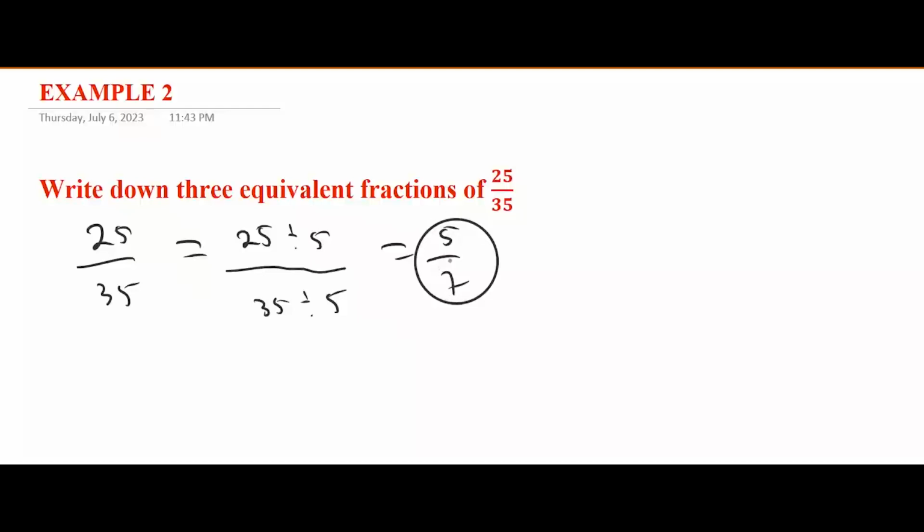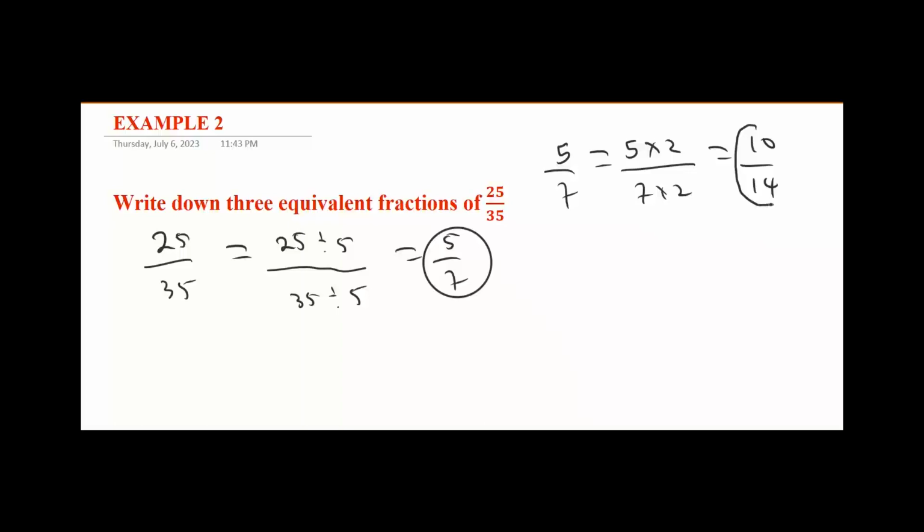So let's get the second one by using 5 out of 7. So you have 5 out of 7. In this case, we are going to make use of multiplication. So let's multiply 5 and 7 by 2. So you have 5 by 2 over 7 by 2. So this will give 10 out of 14. So this is the second equivalent fraction of 25 out of 35.